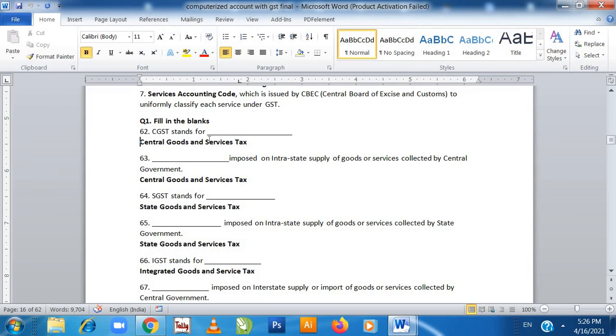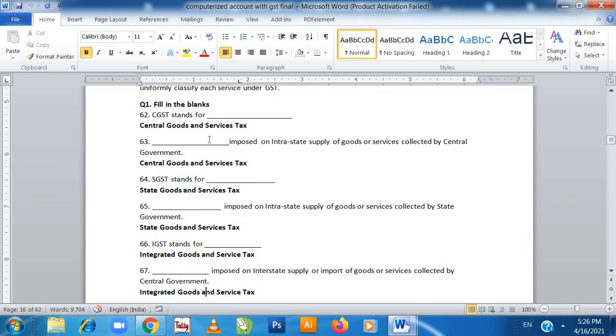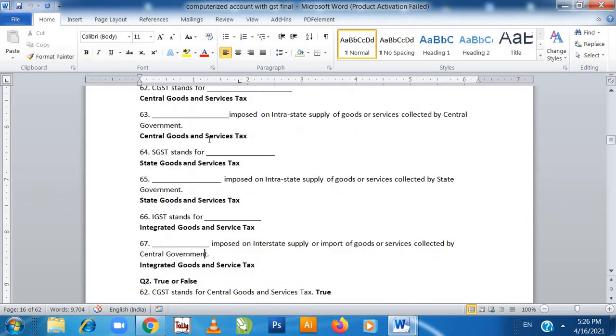Now CGST stands for Central Goods and Service Tax. Dash imposed on intra-state supply of goods or service collected by central government. Answer is Central Goods and Service Tax. SGST stands for dash. Answer is State Goods and Service Tax. Dash imposed on intra-state supply of goods or services collected by state government. Answer is State Goods and Service Tax. IGST stands for Integrated Goods and Service Tax. Dash imposed on interstate supply or import of goods or service collected by central government. Answer is Integrated Goods and Service Tax.